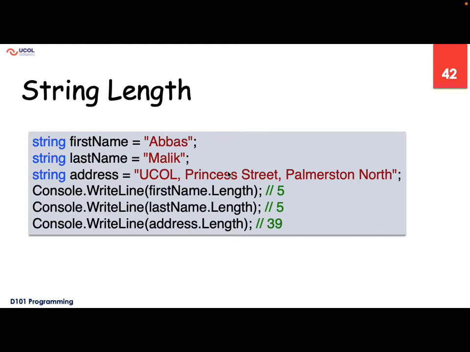So first things first, Length. If you want to say Abbas Malik and you call Princess Street, Palmerston North, that is your address, you can find out the length. We know that A, B, B, A, S, the length is 5. If you just print it, it will show you the 5. And then here it will give you the value 39. Clear? Length, simple. How many characters are there, including the spaces. Here, look at that. We have spaces after the comma, and then Princess and the Street, comma, and then Palmerston. Even a space is considered a character. Including the spaces, it will give you the complete length of that particular string.